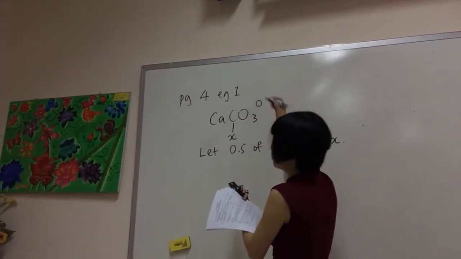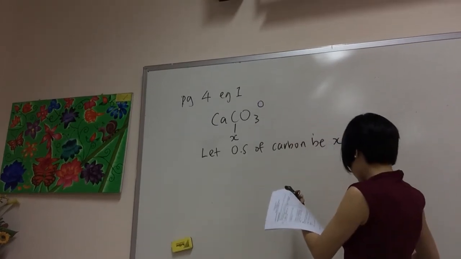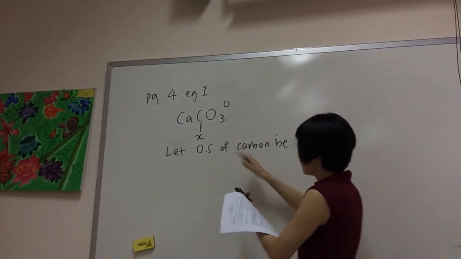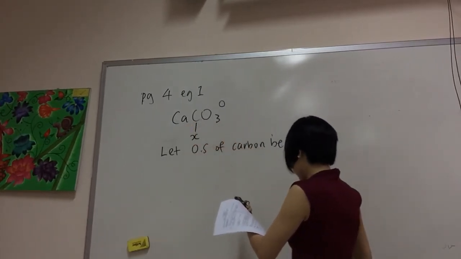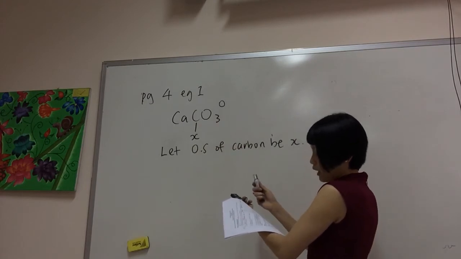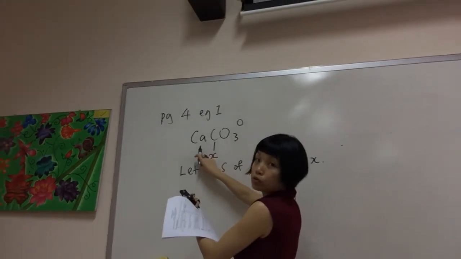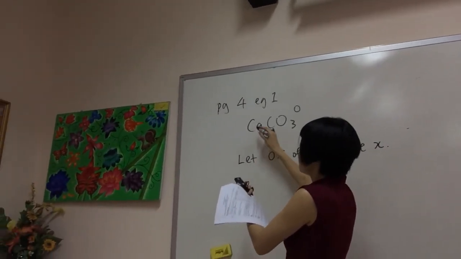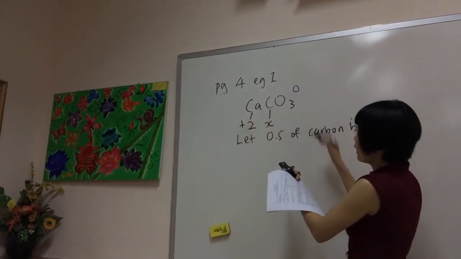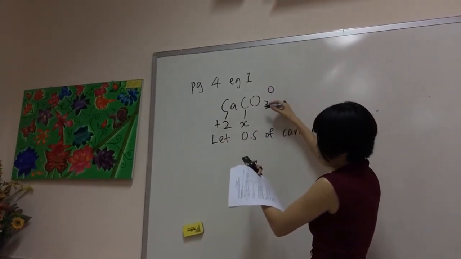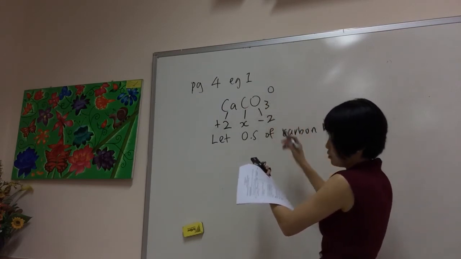I'll use a different color to put a 0. Next, I need to find the unknown, so I need to find out the oxidation state of calcium and oxygen. Then you look under the elements with fixed oxidation state. Can you see that calcium is in group 2? So what would the oxidation state be? Plus 2. And oxygen is in group 6, so it will be minus 2.